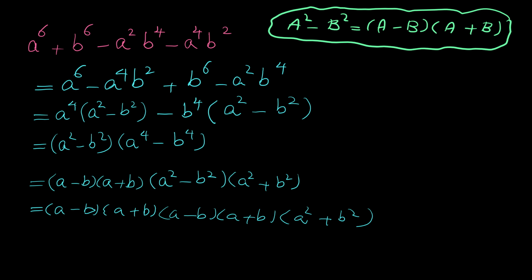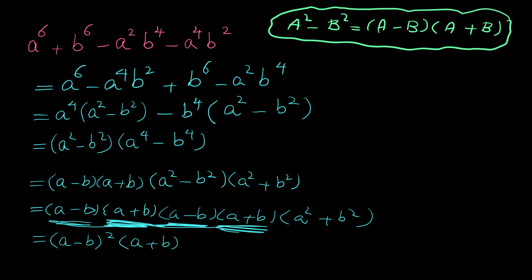But the thing that I notice is that a minus b is a repeated factor. You can combine these two and write it as (a minus b)². And a plus b is also repeated. You can write it as (a plus b)². a² plus b², don't forget we have this at the end. So you can write this final answer in this more compressed format. It's up to you whether to write this final answer this way or not.